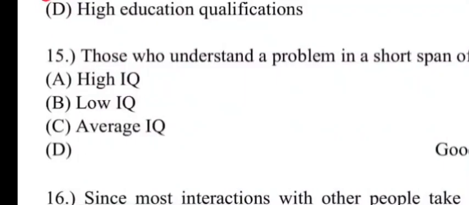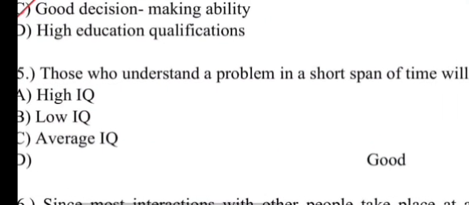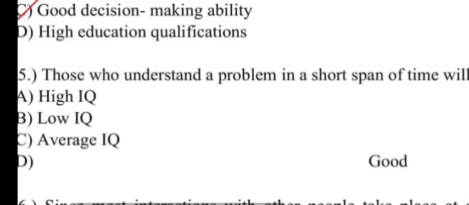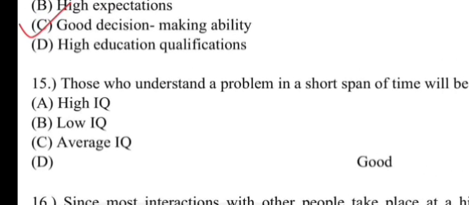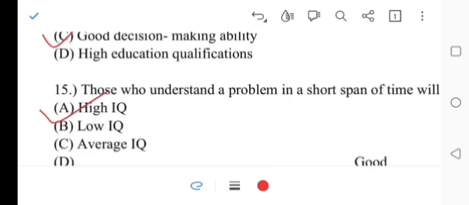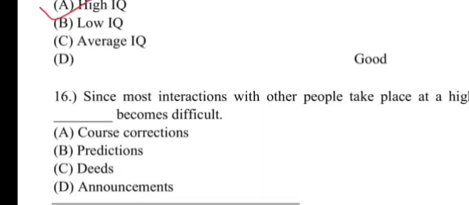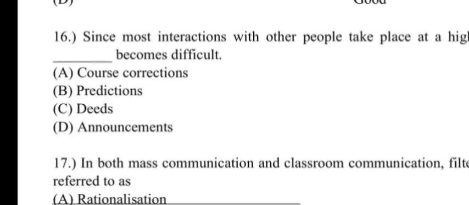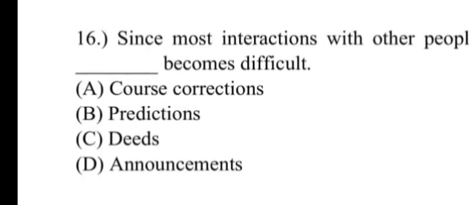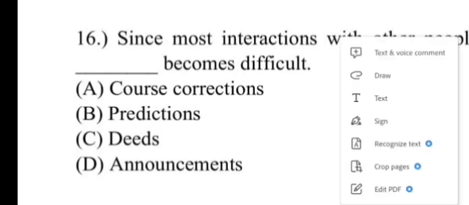15 says, those who understand a problem in a short span of time will be people with high IQ, low IQ, average IQ, good IQ. What do you think? So 15, it will be high IQ. It is a general question, a fundamental question. 16 says, since most interaction with other people takes place at a highly superficial level, making good dash becomes difficult. A, B, C, D: course corrections, predictions, deeds, announcements. 16, it will be predictions.